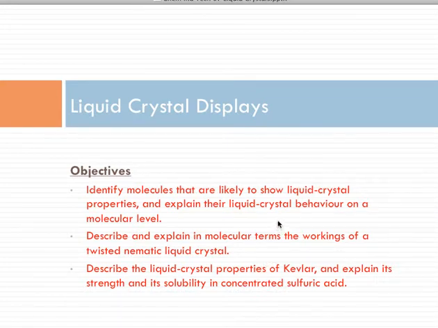So the second part of this screencast is going to show the properties of molecules that are likely to show liquid crystal behavior, explain their liquid crystal behavior on a molecular level, describe and explain in molecular terms the workings of a twisted-nematic liquid crystal. This stuff's pretty cool. And describe the liquid crystal properties of Kevlar, explain its strength and its solubility in concentrated sulfuric acid. So at the end of the screencast, you should be able to answer questions on these different objectives.